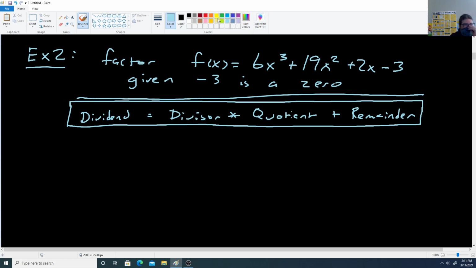So since they told us negative 3 is a 0, I'm going to do synthetic division with negative 3 out to the side. I know I'm going to get 0 back as a remainder because they told me negative 3 is 0.